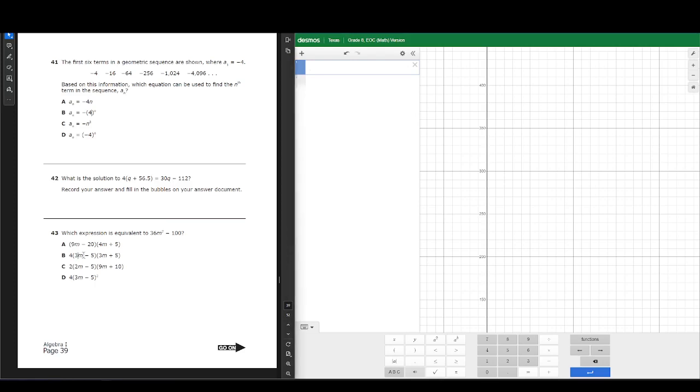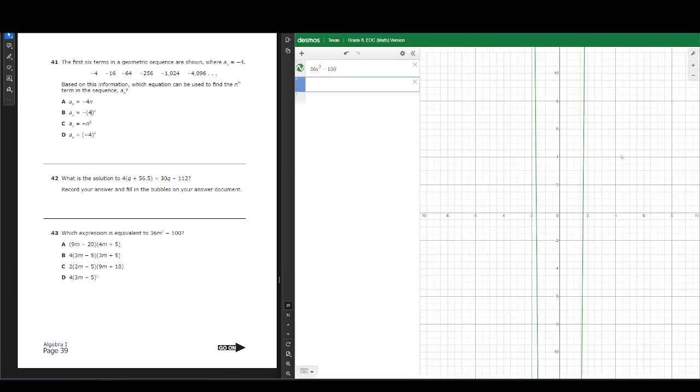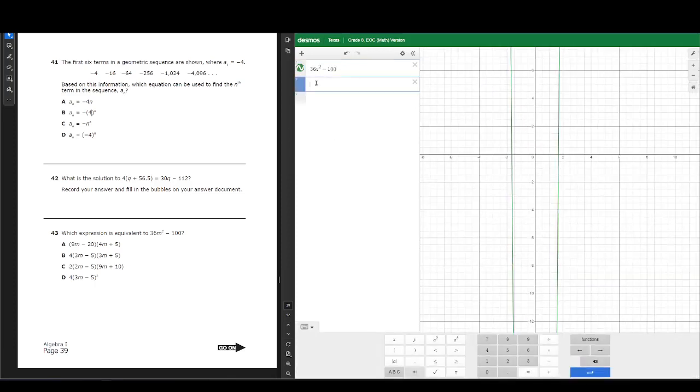Oh yeah, 3m minus 5, 3m plus 5. Okay, so if we don't know that, we do 36. Since we're graphing, we change it to x, 36x squared minus 100. Let's go back home to get the right picture here. So then I can type in 9x minus 20 times 3x plus 5.